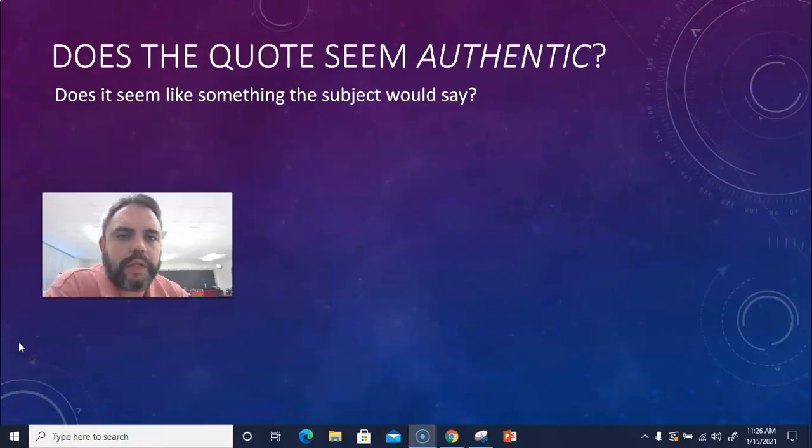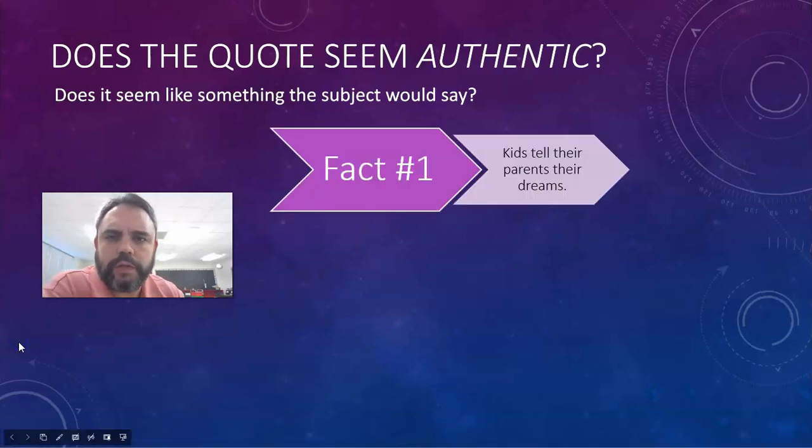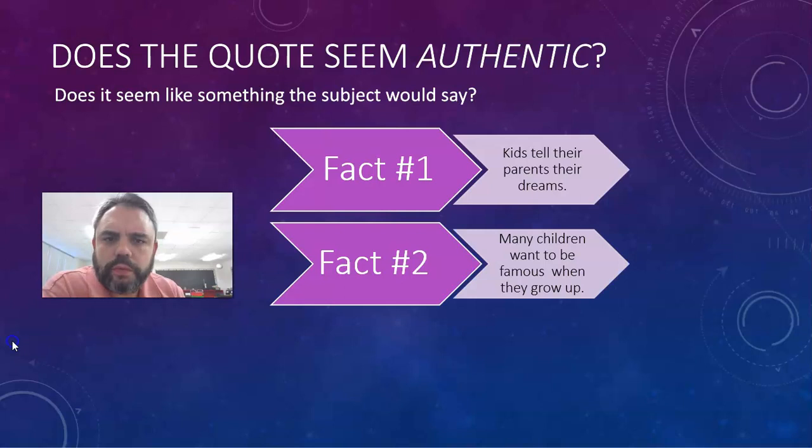So again, I want to ask, does the quote seem authentic? Does this add some believability to the biography? So I'm going to present you with some facts. Fact number one: kids tell their parents their dreams. Okay, you guys have probably done it half a dozen times recently, all across Copper's Cove. That's just something that kids do. Kids tell their parents their dreams. Right? Fact number two: many children want to be famous when they grow up. Not everybody, fame's not for everybody, but that's a fact.